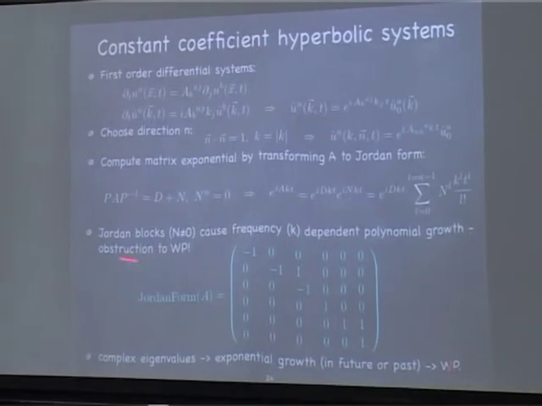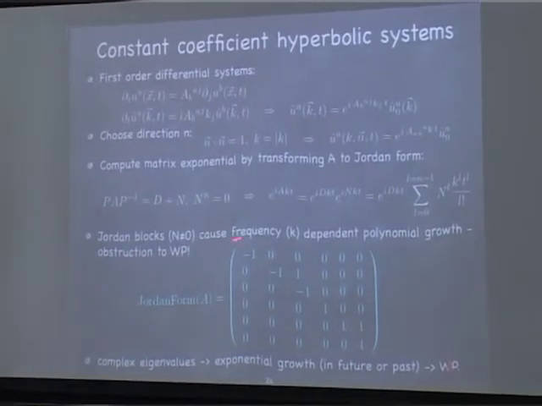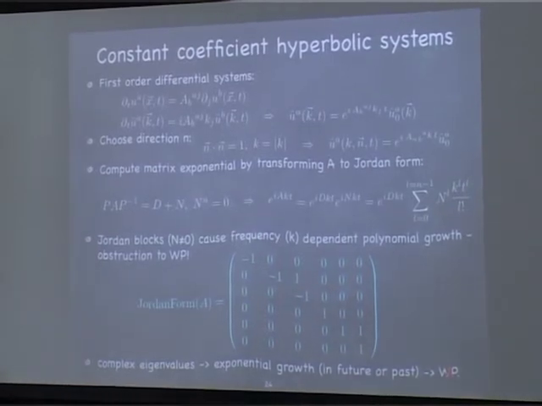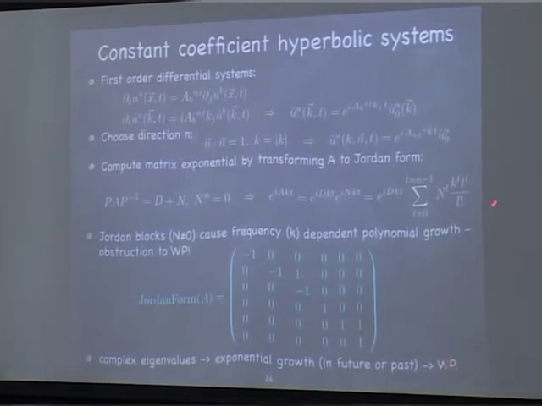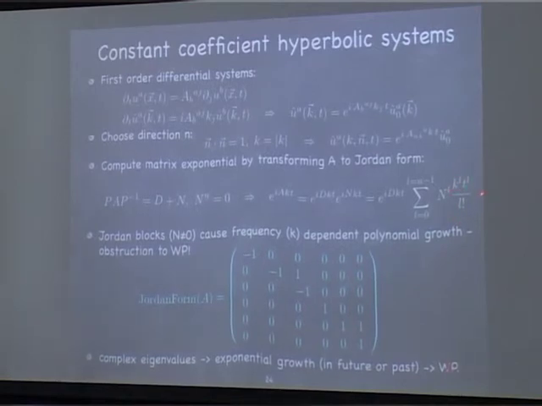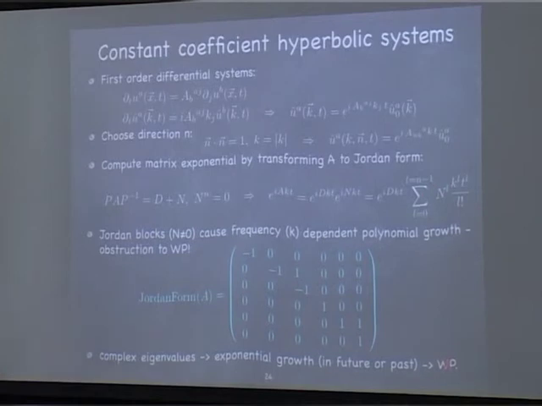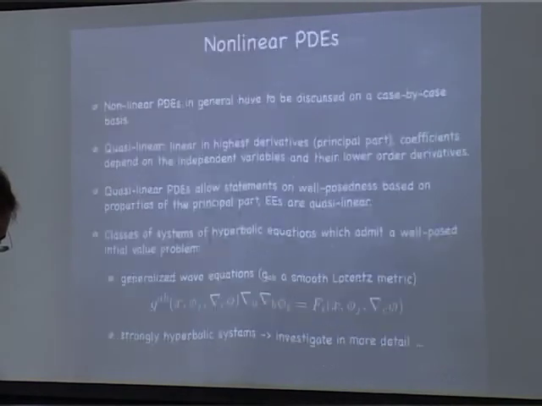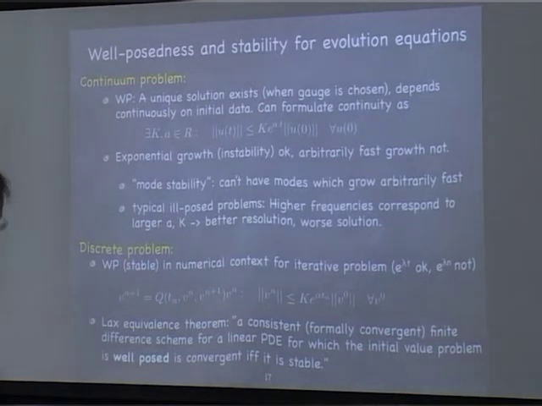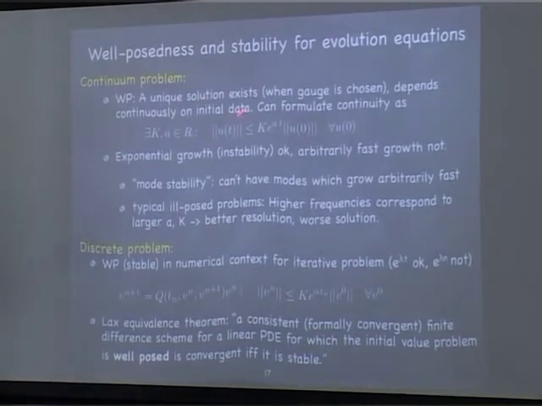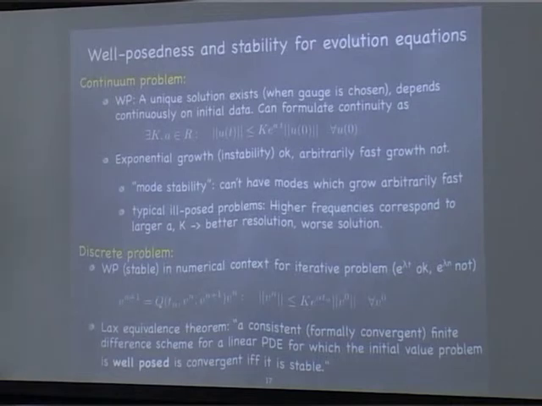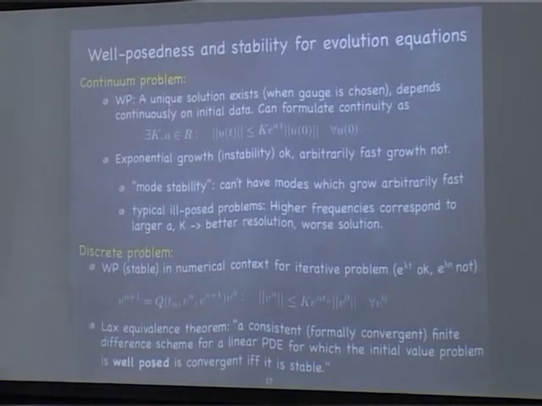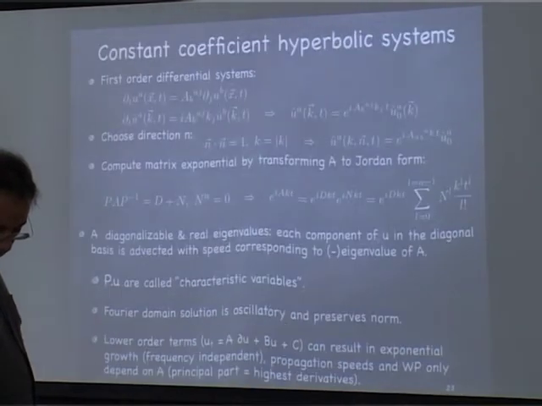We call these Jordan blocks. And what they do is cause a frequency-dependent polynomial growth. How does this happen? Because of these terms here, they grow polynomially in time, and they depend on k as well, on the frequency vector. So it's a frequency-dependent growth, and that is not consistent with our well-posedness condition. If you have a growth which depends on the initial data, and higher frequencies in the initial data create stronger growth, then we violate this condition. So as soon as we have a non-diagonalizable principal part, it's over.